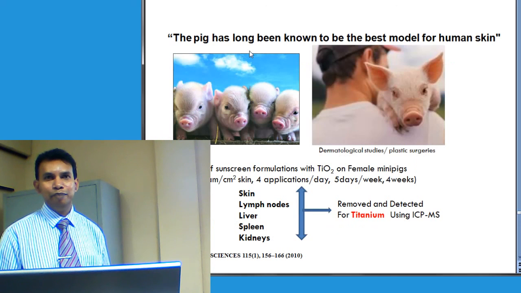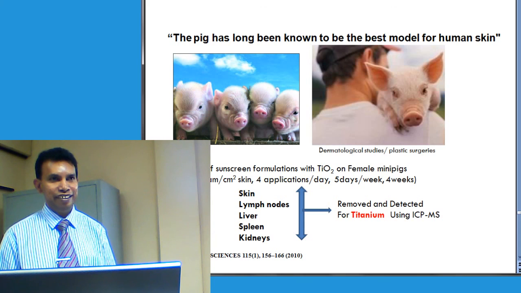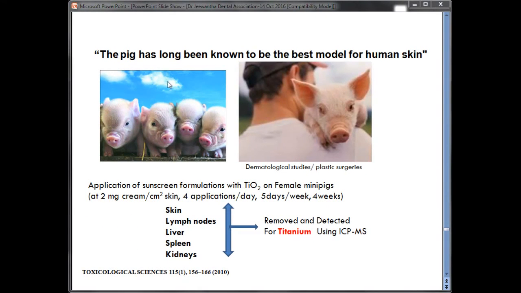Because dermatologically, pig skin and human skin are more or less similar. So that's the testing. Pigs are known to be the best model for human skin. The sunscreen cream formula was applied at 2 mg, four applications per day, five days a week, for four weeks. You don't need to pay money for pigs, even to be in the sun. And so you get mini pigs, basically young ones, right?